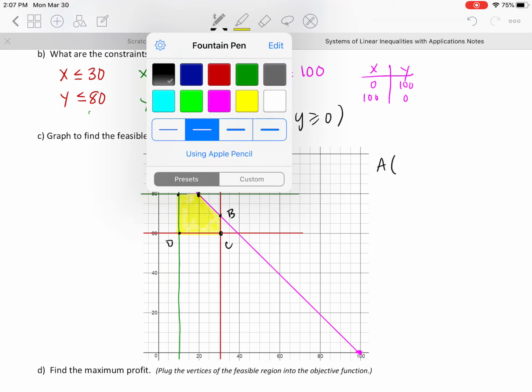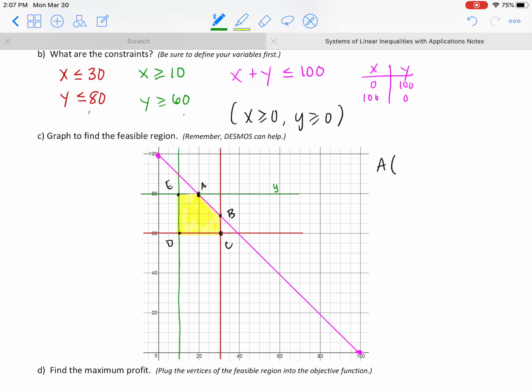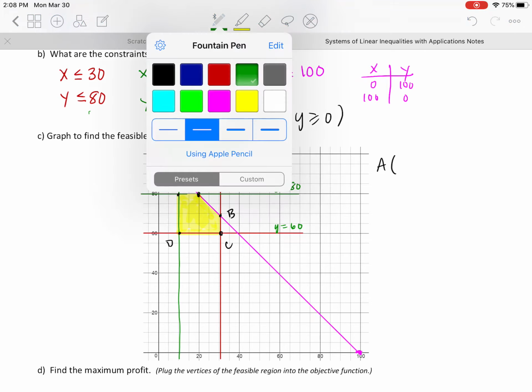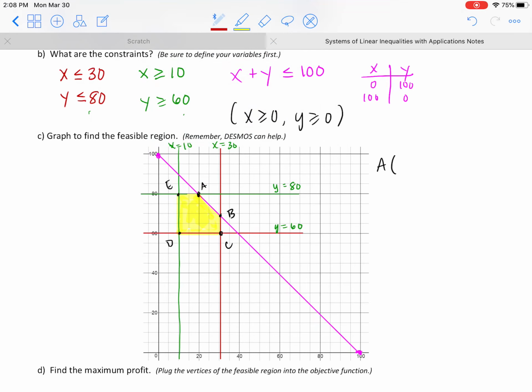A is right here. Now, I did my graph pretty accurately, but I know that this line right here was the line for y equals 80. This was for y equals 60. This was for x equals 30. And this is for x equals 10. So I know at A that y has to equal 80. Right? And I'm looking for where it intersects the pink one.